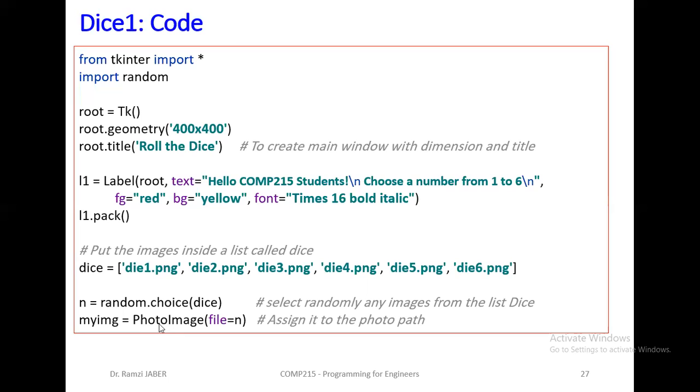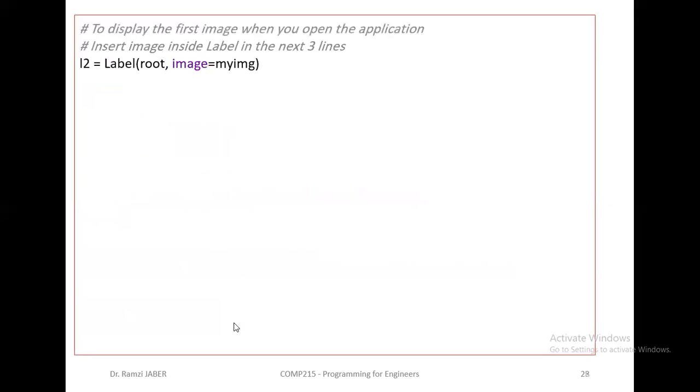Then we use another syntax, which is PhotoImage, capital P, capital I, file equals, and you put your file name here. Then create another label and put the image inside this label. Here, L2.image equals my image. This line is optional and obligatory at the same time. If you omit this line, when you open your application, no image will be displayed. So as the first selection, L2.image equals my image. It's another confirmation to keep a reference. Keep a reference, so that when you open your application, you will get a first image.